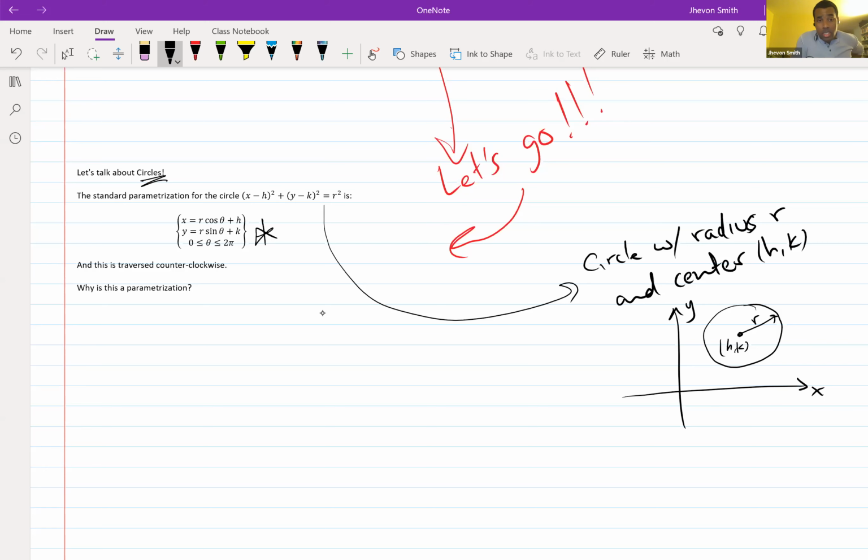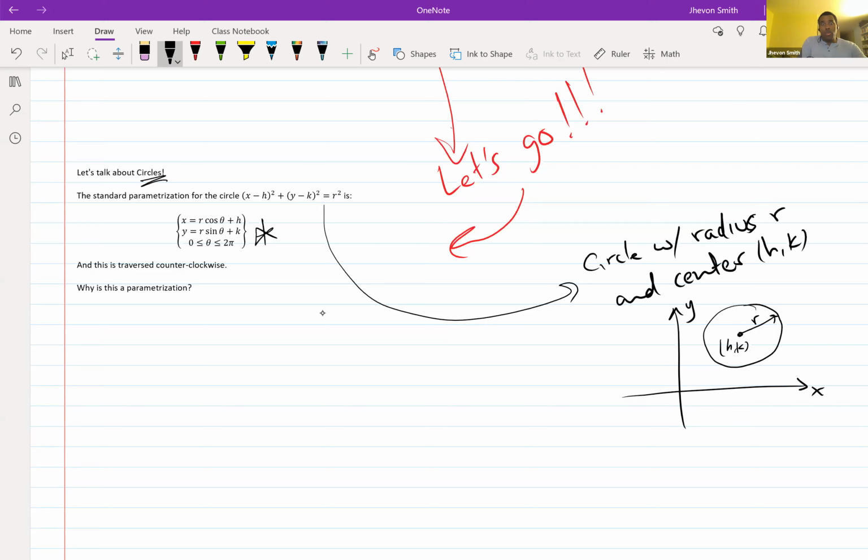It's just taken to be some magnitude, something greater than 0. If I were to put different values on the x and y, so let's say x was a cosine theta and y was b sine theta, where a and b were not the same, they were just positive numbers.